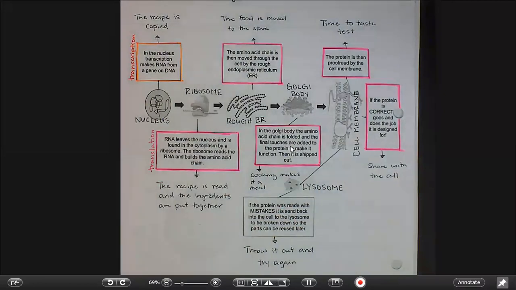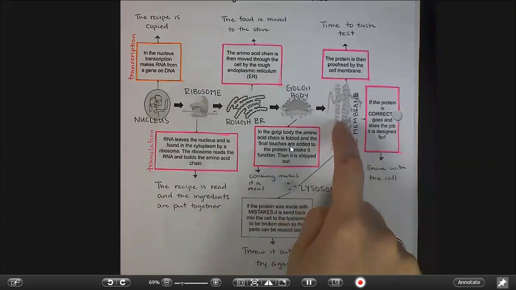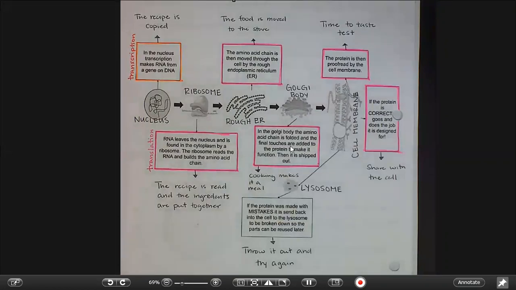So a protein has a lot of steps before it is ready to be used. And that makes sense, right? Because proteins are doing so many of your cells' jobs and your body's jobs that if they're not perfect, that's going to mess up how your cells in your body are functioning. So we go all the way from nucleus to cell membrane before that protein is allowed to do its job.